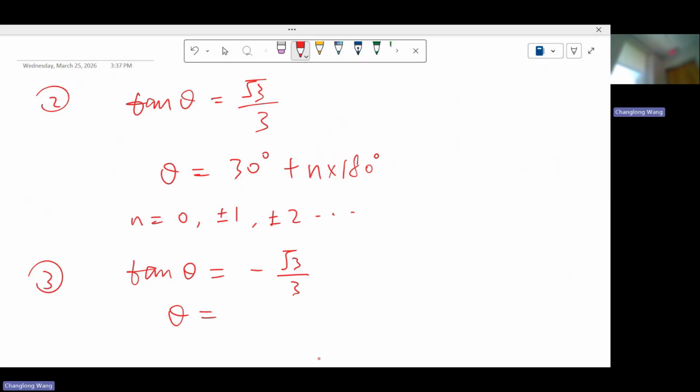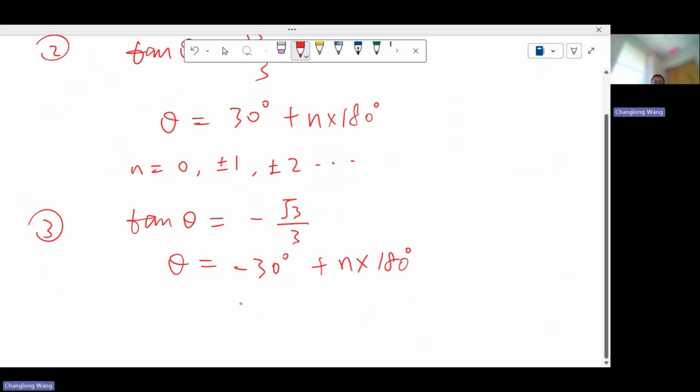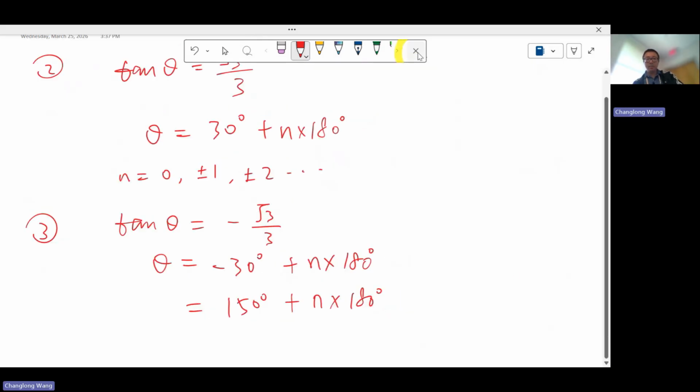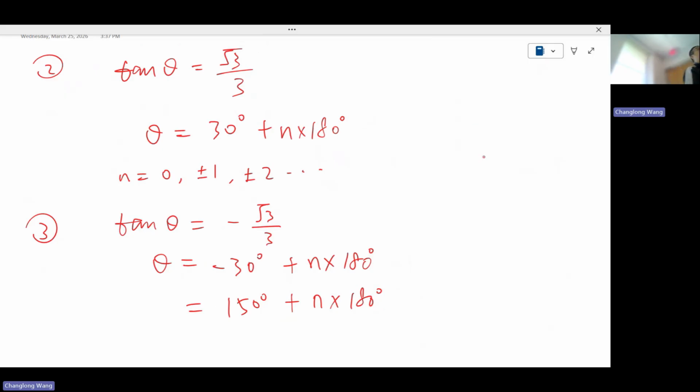I think not 210. All right, so I'll say it's negative 30 plus n times 180. But that's why I said 150 is correct, because 150 and negative 30 are exactly 180 apart, right? Now, is it just me? I like to remember negative 30. Why? If the number is negative, the angle is negative.